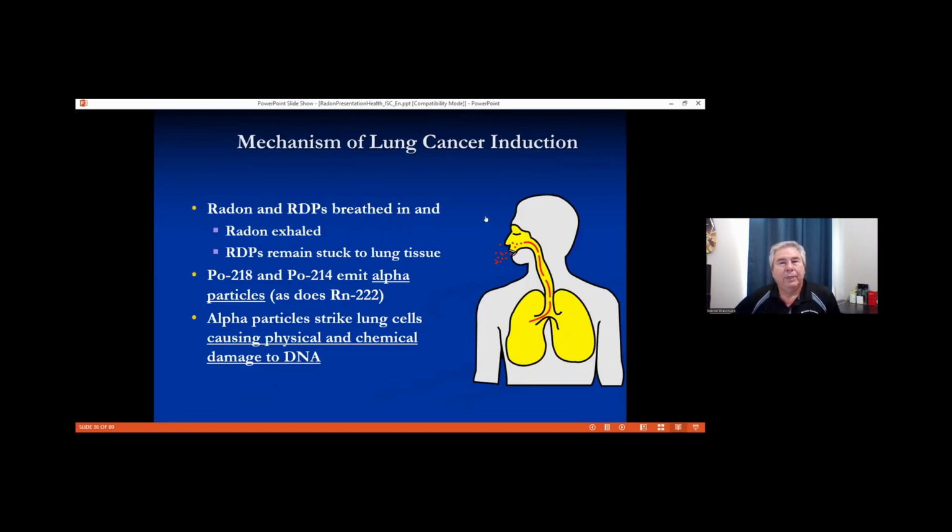So here again, the mechanism for lung cancer: you're breathing in the radon and RDPs, which disintegrate in your lungs, and that alpha particle gets released. And for sure, it's going to hit living cells inside your lung and damage them. We've seen that if it can damage a piece of plastic, it'll do damage to living cells. Now, probably 99.999% of the time, it kills the living cell in your lungs.